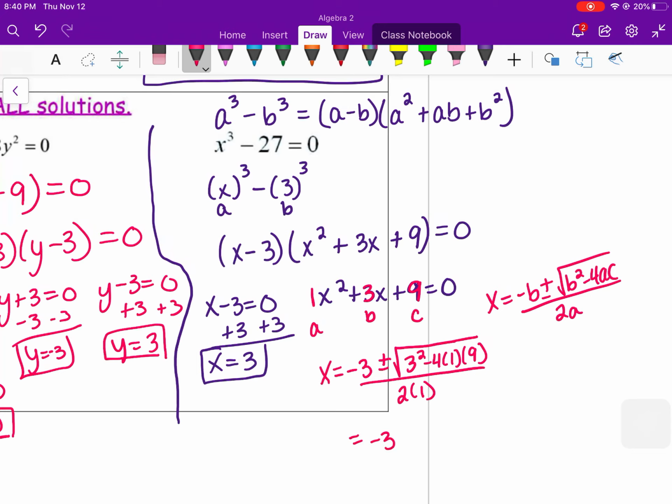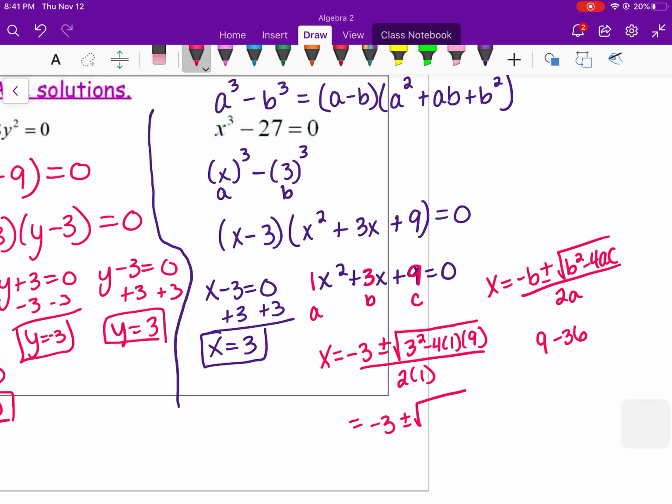So reducing that, we'll have negative 3 plus or minus the square root. Inside the square root, I had 3 squared is 9. Negative 4 times 1 is negative 4, times 9 is negative 36. 9 minus 36 is negative 27, all over 2.